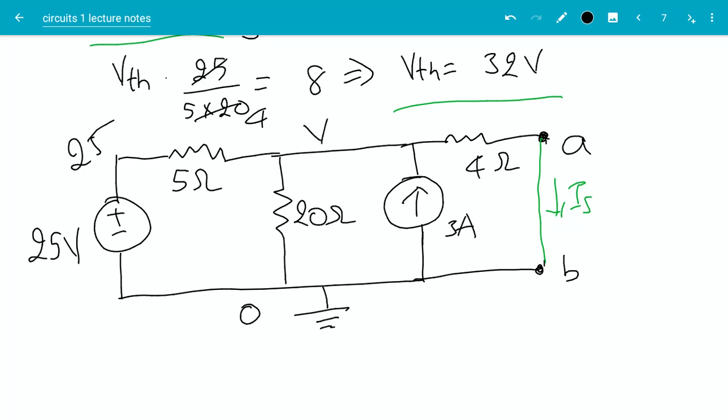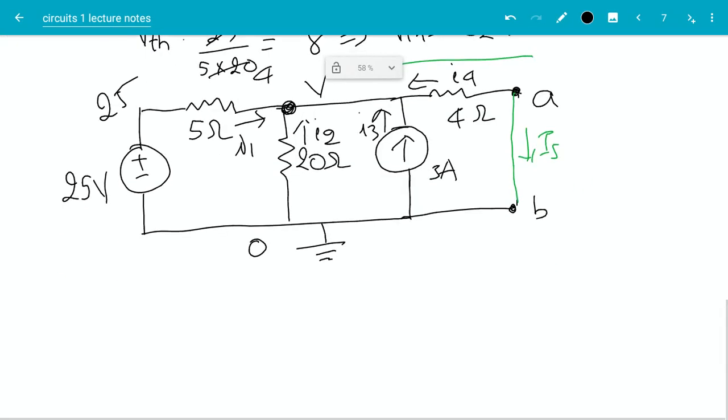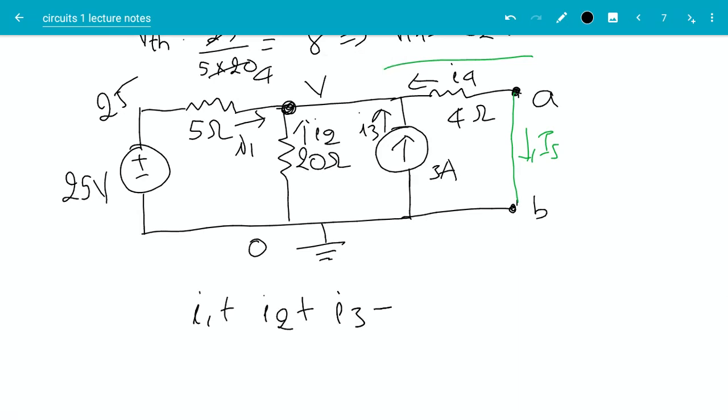Let's call this V, and I want to do a KCL equation at that node. Okay, so let's say that is I1, that is I2, I3, and I4. Okay, so KCL tells me I1 plus I2 plus I3 plus I4 is equal to 0. Okay, now I need to convert this into voltages.